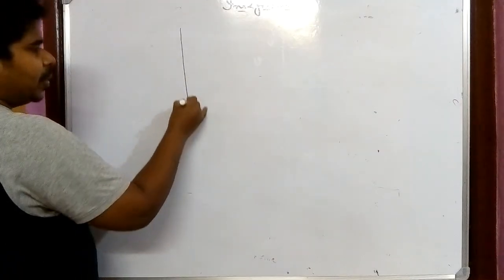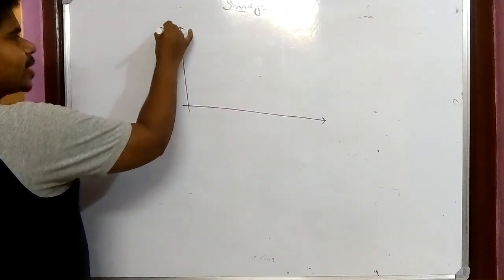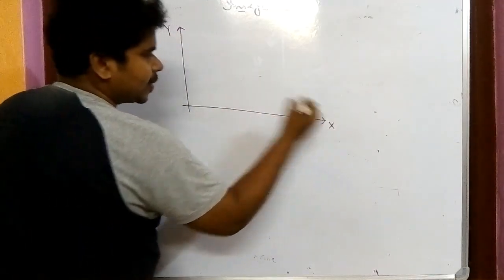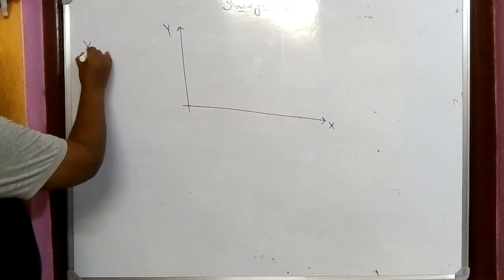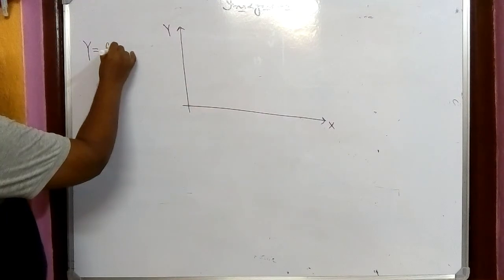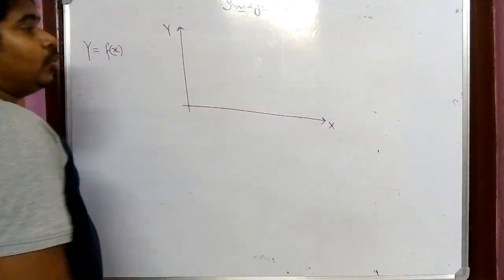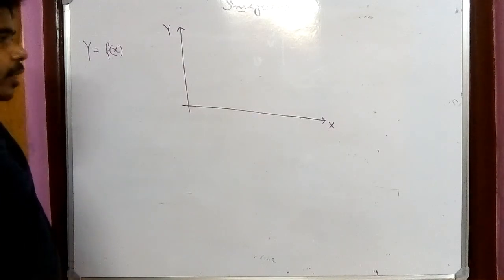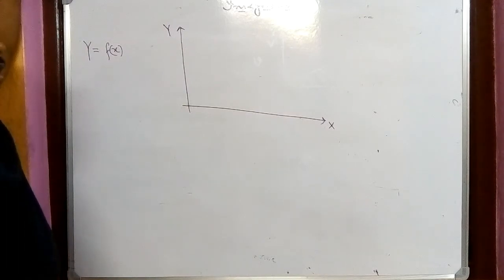Assume two quantities are given to us. So we have placed them like this, along the y-axis and along the x-axis. Along the y-axis, the quantity we have taken is y, and we say it is a function of x. That means by changing the value of x, y is changed. Now see what type of graph it will show.